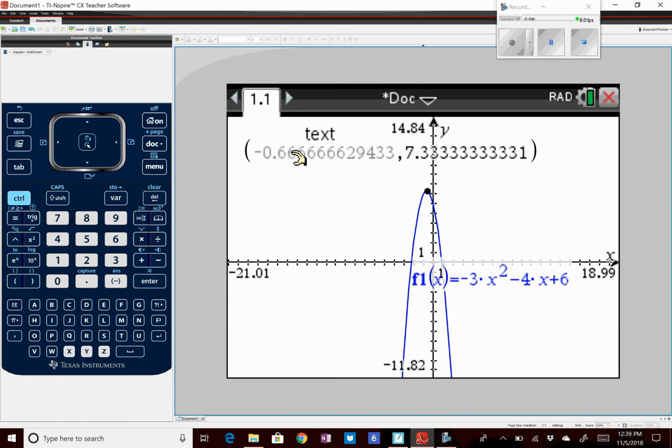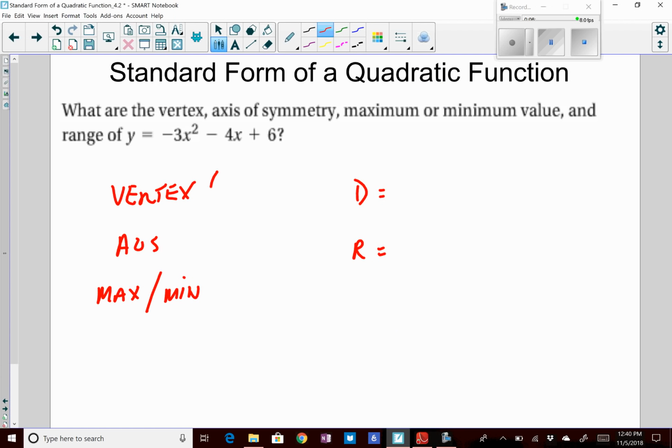And this is what we get for our vertex. If we round this to the nearest tenth, we could say that we have a vertex of negative 0.7 and 7.3. So now the axis of symmetry again is x equals h. This is h, that's k. So we have x equals negative 0.7.